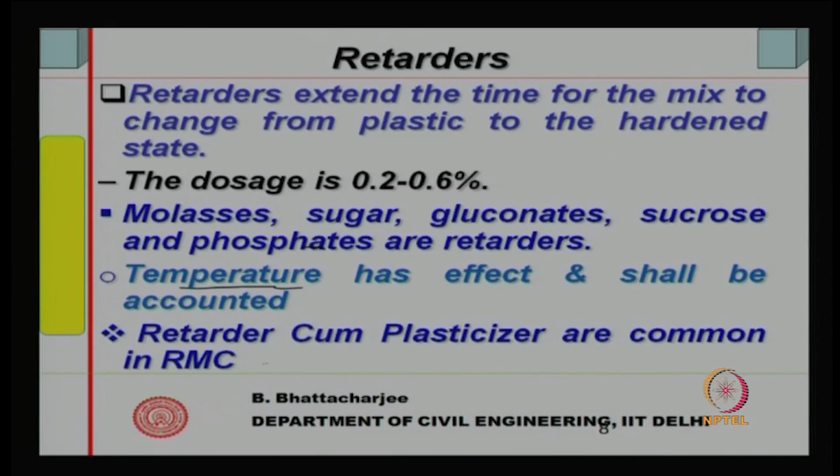These are common in RMC, as I said, because it is usually plasticizer cum retarder. RMC stands for ready mixed concrete, because you want somewhat longer slump retention. When you want to deliver the concrete at the site, the time required may be slightly higher, and therefore you like the slump to be retained. That is why you use retarder cum obviously plasticizer, to minimize the water content, hence save on cement for the same strength.